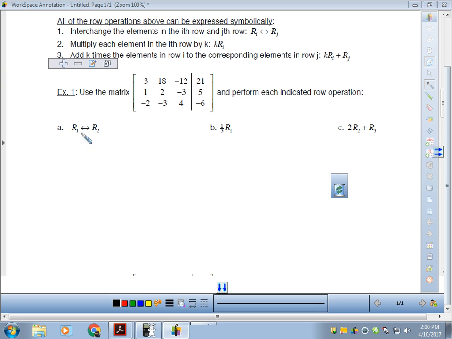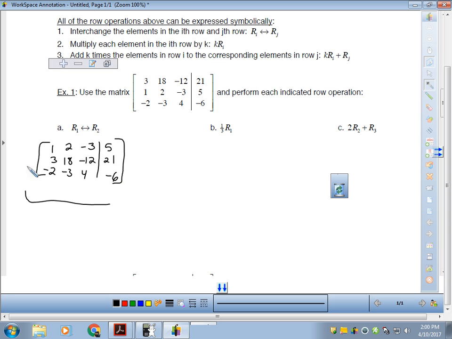On this first one, we want to switch row 1 and 2. So I want to switch these two rows around. What I'll have is 1, 2, negative 3, line, 5. And then I'll have 3, 18, negative 12, and 21. And then negative 2, negative 3, 4, and negative 6. So that's what it looks like when I switch row 1 and row 2.